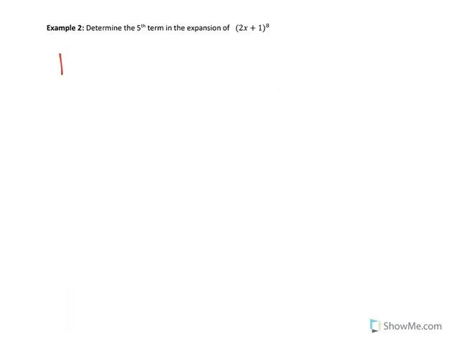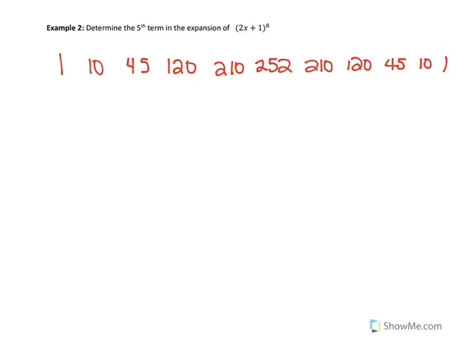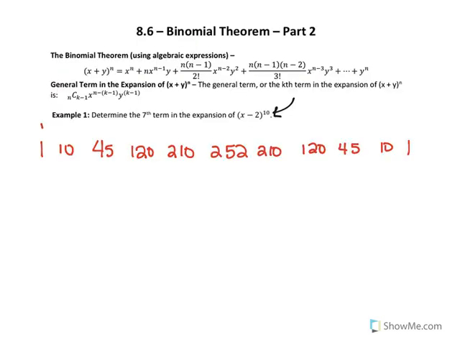So we have 1, 10, 45, 120, 210, 252, 210, 120, 45, 10, and 1. We want the seventh term, so we're going to count to the seventh term. 1, 2, 3. Okay, I'm writing this on the wrong page. Oops. All right, now we're on the right page. 1, 2, 3, 4, 5, 6, 7. So this is my seventh term.